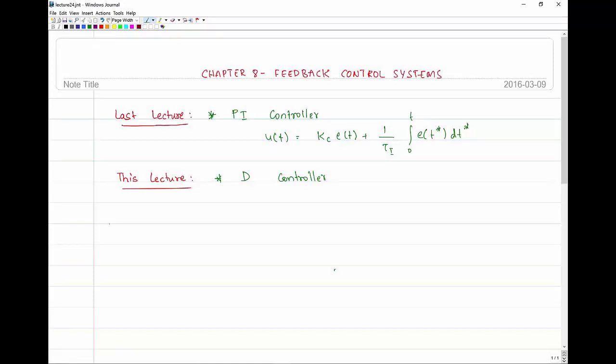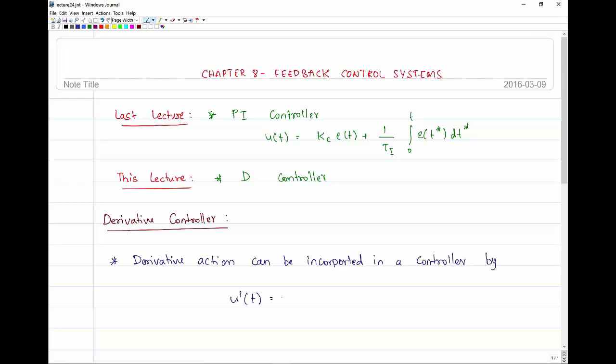So let's start with the derivative controller. Just like the proportional and integral controllers, the derivative controller is a function of the control error. And in fact, the control action from a derivative controller is obtained by differentiating the control error with respect to time and multiplying it with a derivative time constant, tau_D. The idea behind the derivative controller is to be able to look ahead in time in terms of how the control error is going to change in future and use that information to take appropriate action.